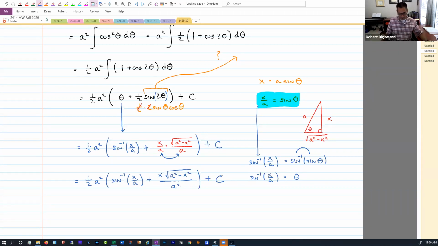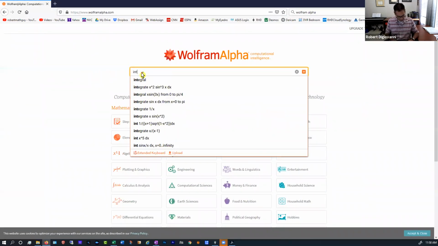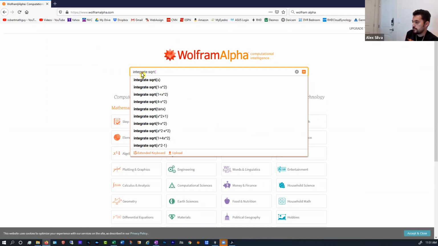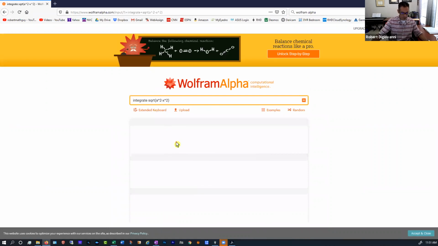I don't mind checking it, but let's do this. Let's go to Wolfram Alpha, because Wolfram Alpha allows us to do this. I'll show you my screen in a second. Let me just get it up here. So what if we want to integrate the square root of a squared minus x squared? We're integrating the square root of a squared minus x squared.